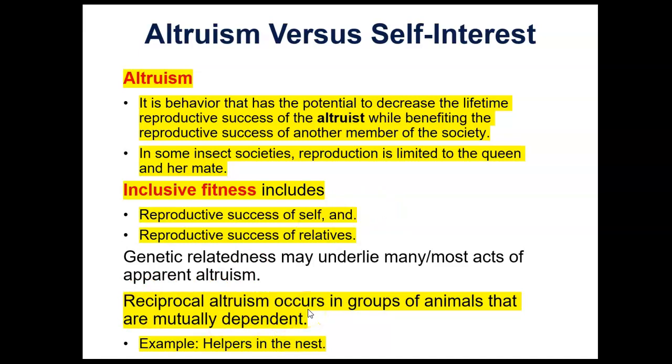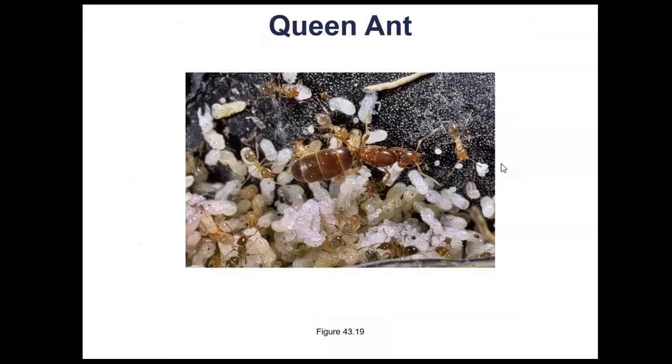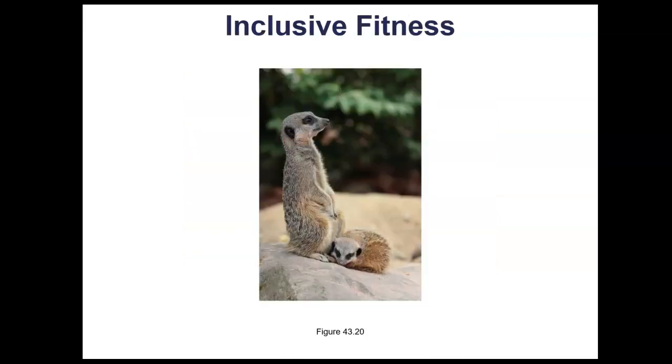That occurs in groups of animals that are mutually dependent on one another, like in insect societies. For example, helpers in the nest. The workers in insect societies, the worker bees, the worker ants, they're all working together to make sure that one of the individuals in that society passes on their genes. This is just a picture of the queen and her eggs and some of the workers around her. They're all working to make sure she reproduces.